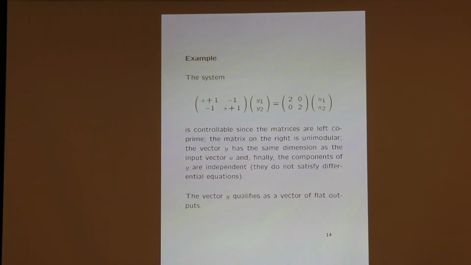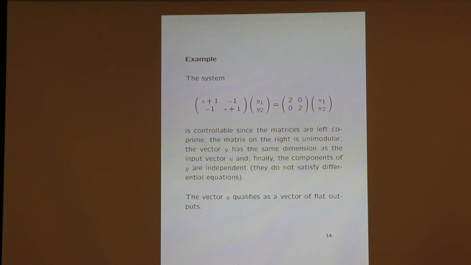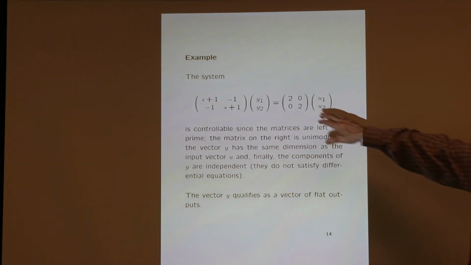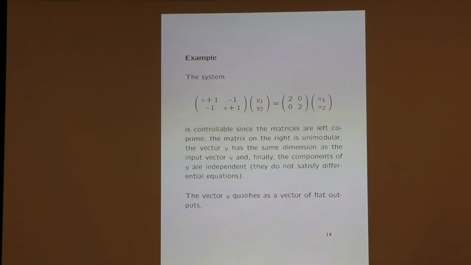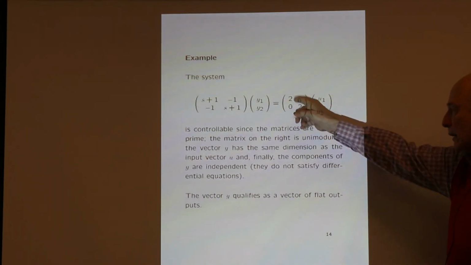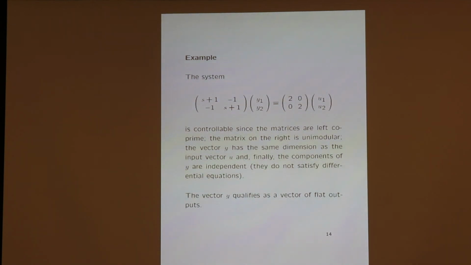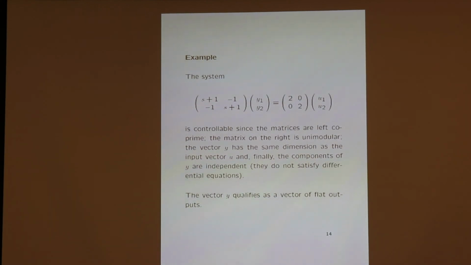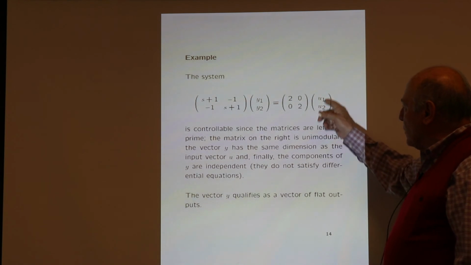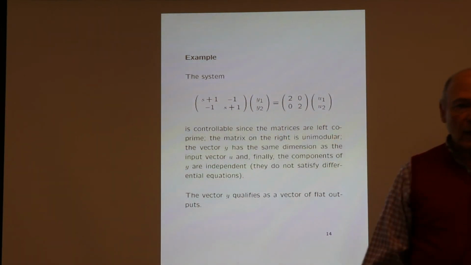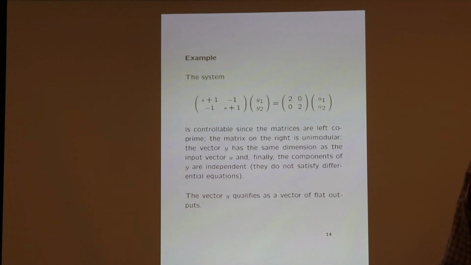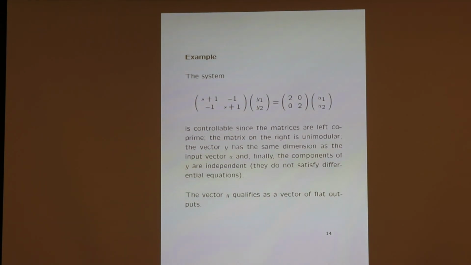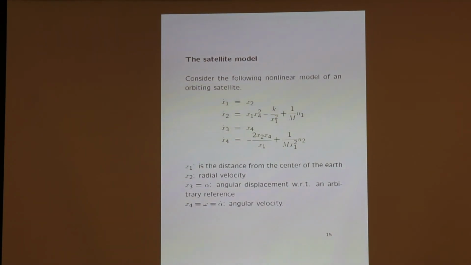The two matrices are left coprime, obviously, and the one on the right is unimodular. So the inverse of this matrix is also a polynomial matrix of order 0, and the determinant is constant. So in this case, Y would be the flat output. You would have two flat outputs, and of course, the inputs are differentially parametrized by those two flat outputs immediately. So that's probably a very simple case.